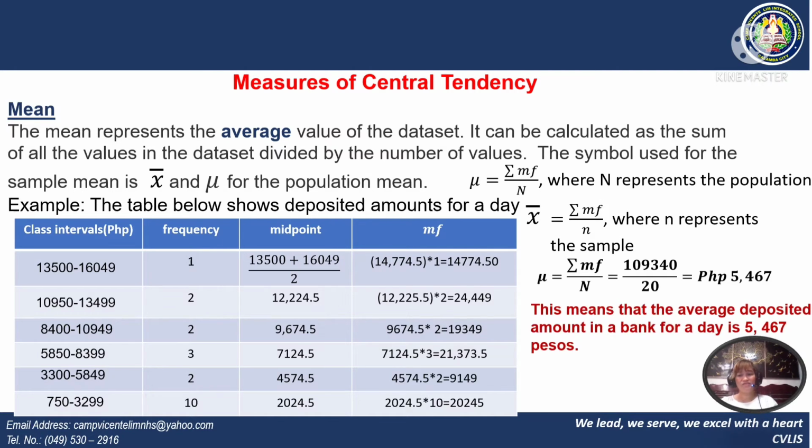Okay, so what's the meaning of this? So this means that the average deposited amount in a bank for a day is 5,457 pesos. Okay, did you get it? Okay, so let's move to the other measure of central tendency.